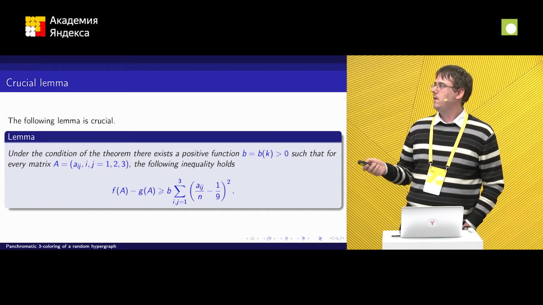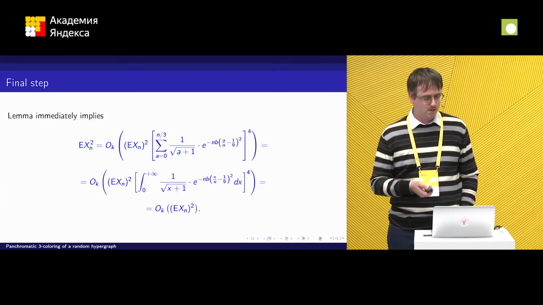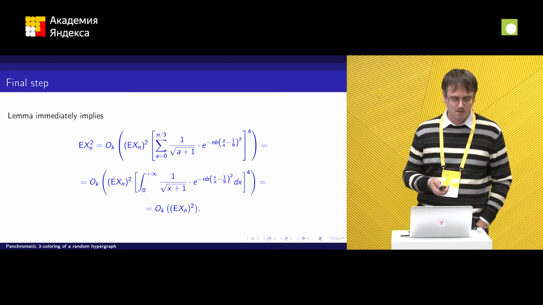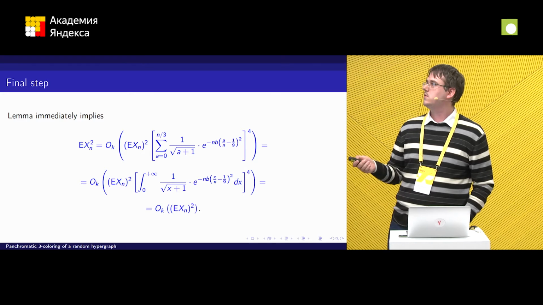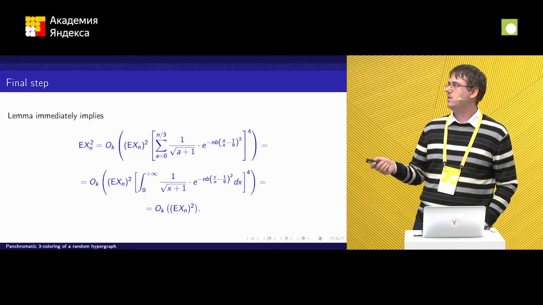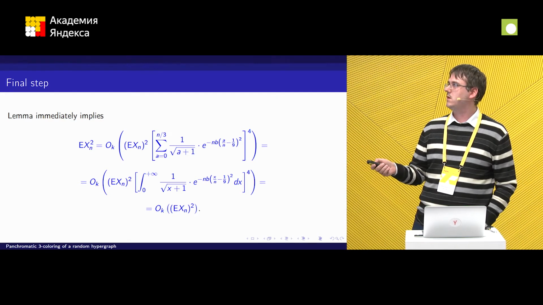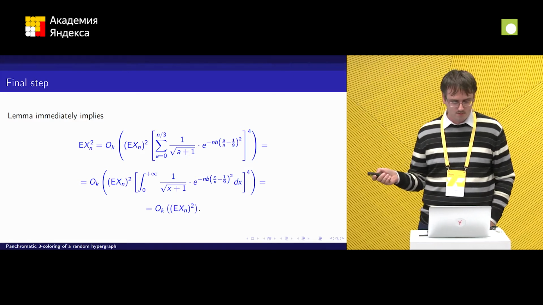If you succeed, then the proof can be finished very quickly. All we have to do is to show that the second moment, in this case, can be estimated from above by this expression. So we have again the first moment squared times this sum to the power 4. Why is it possible to do?